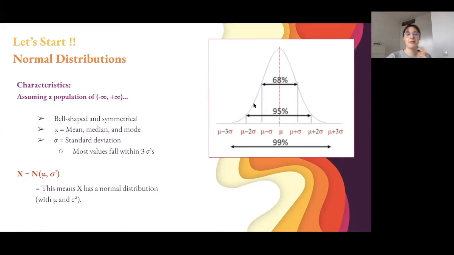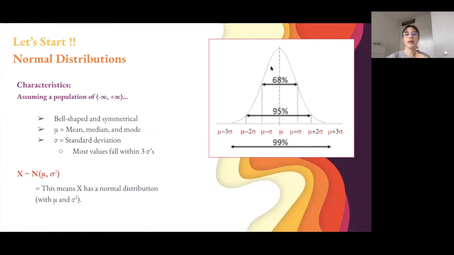But most values on a normal distribution will adhere to the 68, 95, and 99% rule, meaning that 68% of the values will fall within 1 standard deviation plus or minus from the mean. 95% will fall within 2 standard deviations plus or minus from that mean. And then 99% is for 3 standard deviations.